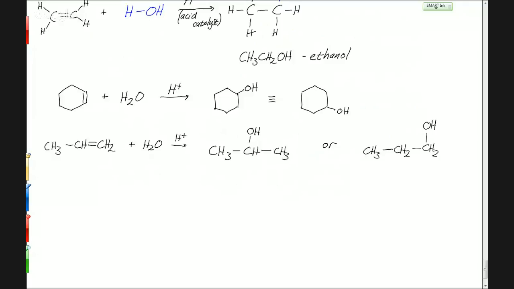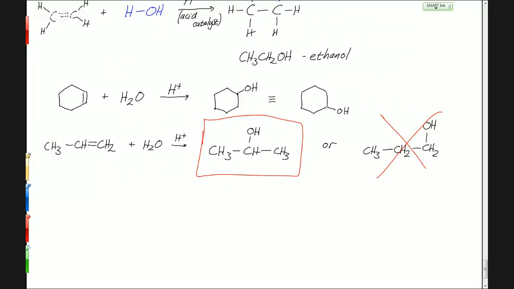We would call the first one 2-propanol, or isopropanol, and the one on the end we would call 1-propanol or n-propanol. So they're different molecules. In this particular reaction, only this one is really formed. This one is the major product. And there's a variety of reasons for that. We're not going to get into that in this class. If you go out and take organic chemistry, we'll talk all about that.